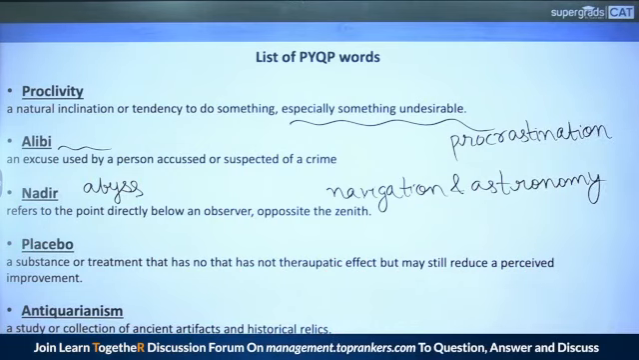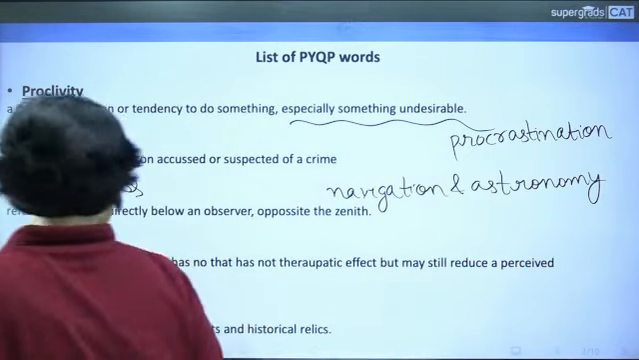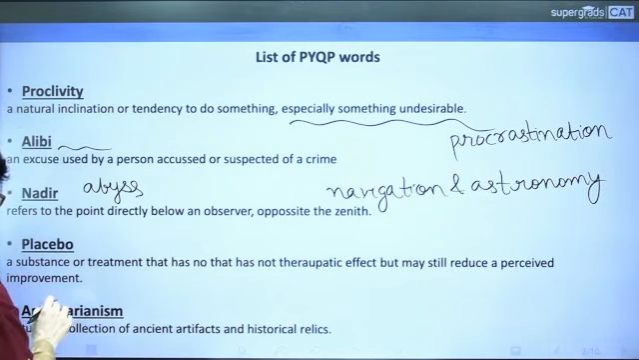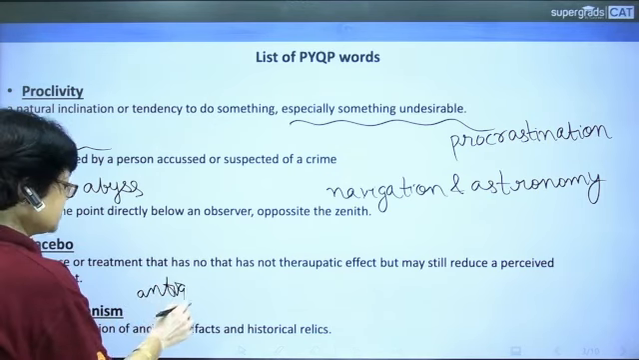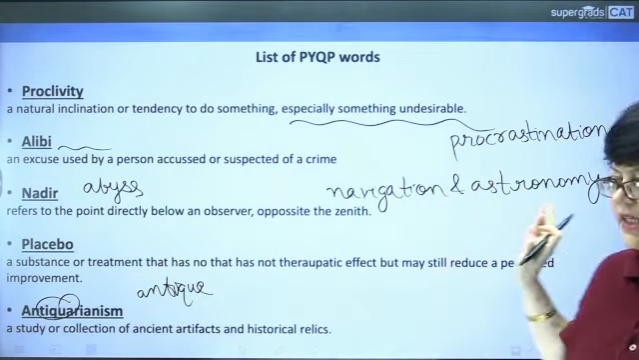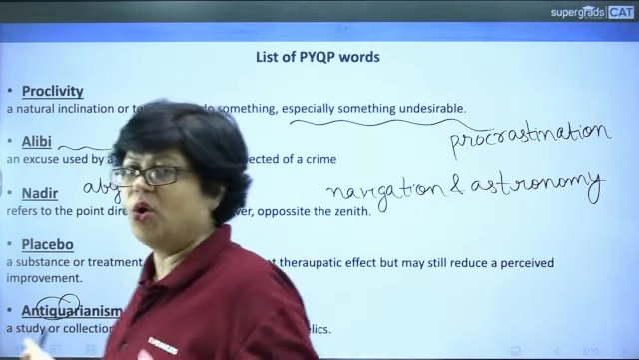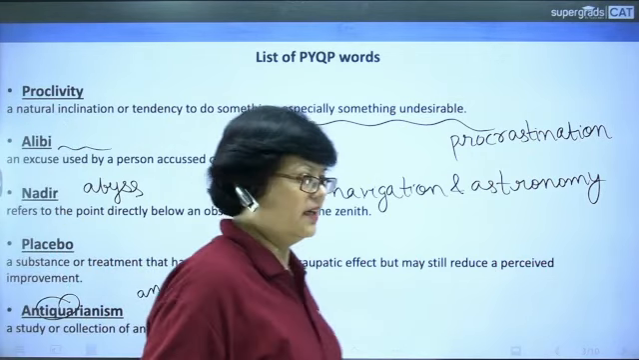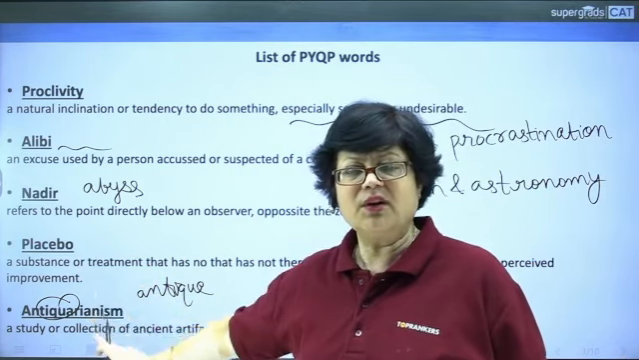Then look at this word, antiquarianism. Antiquarianism is a study or collection of ancient objects or artifacts or historical relics. Now, you can also understand this word through antique. You might have heard of antique items, right? Antique items. So the items or the things are coming from an older generation or an older era, an ancient era. And there are some people who like to hoard these. There are some people who like to make a collection. So such a person has a love for antiquarianism, right? Such a person is fond of collecting these articles.